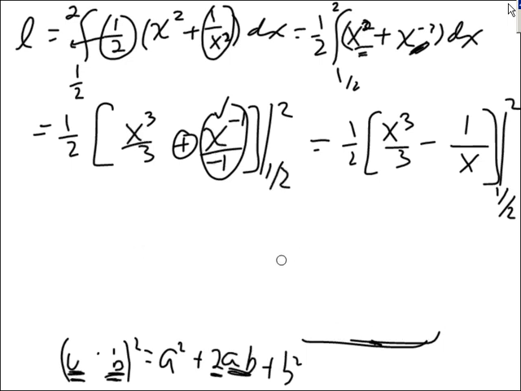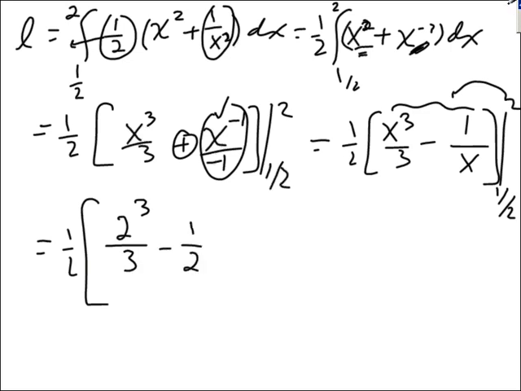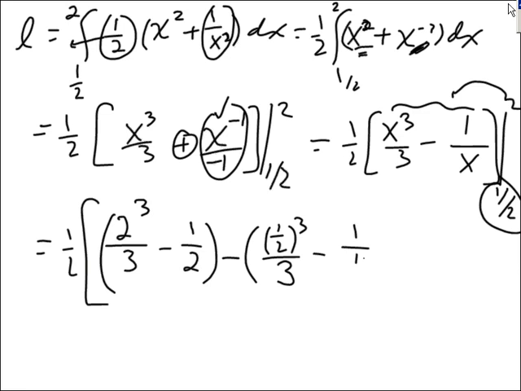Now we evaluate. The 1/2 I'm going to put in front of everything. Get in that habit. That way you don't have to deal with the half. It's 1/2, big brackets. First I plug in 2 for x. I get 2 cubed over 3 minus 1 over 2. Brackets, minus new brackets. Now wherever I see x, I plug in a half. I have a half cubed over 3 minus 1 over a half. Here's my good old half in front.